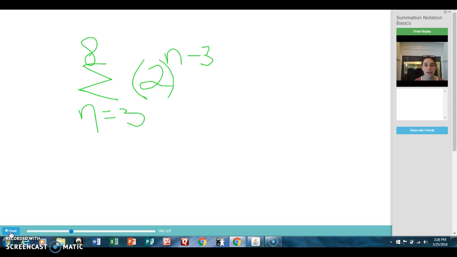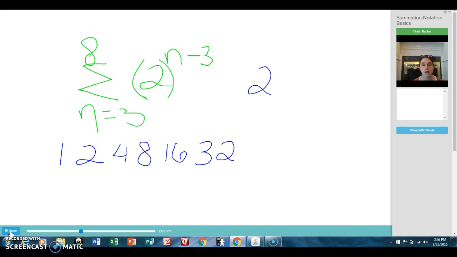If I plug in 3, I'm going to get 2 to the 0 power, which is 1. Then I'm going to get 2 to the first power, which is 2, and 2 squared, 2 cubed, 2 to the 4th is 16. So I have enough, let's see, 3, 4, 5, 6, 7, I need one more. 32, because when I plug in 8, 2 to the 8 minus 3 is the same thing as 2 to the 5th. So summation notation tells me to add all of these up.